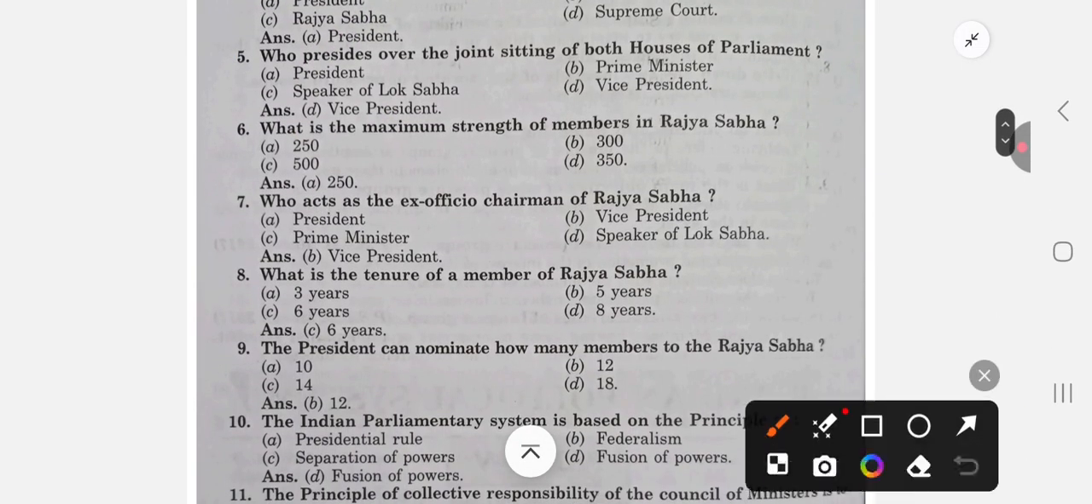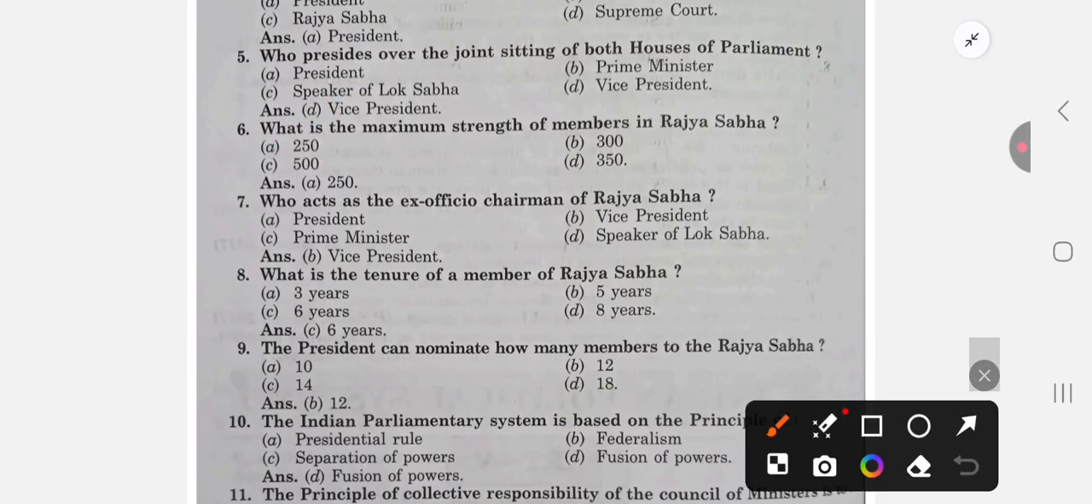What is the maximum strength of the members in Rajya Sabha? It is 250. And Lok Sabha 545 right now. Let us see what happens next. They are about to change it after 2026.